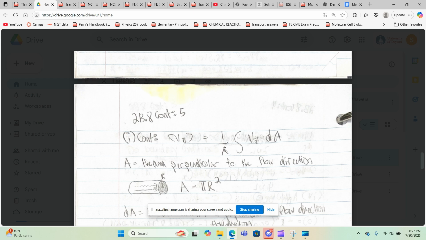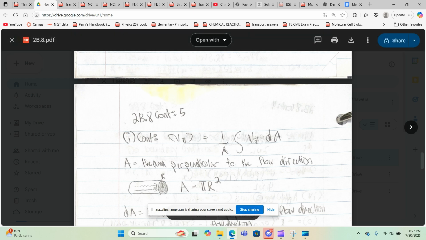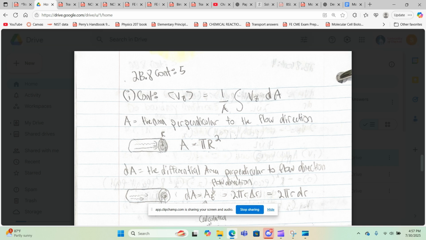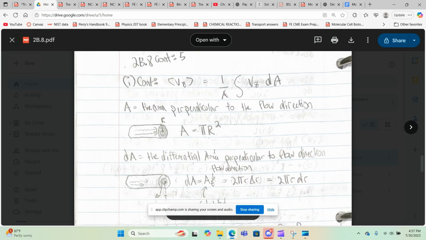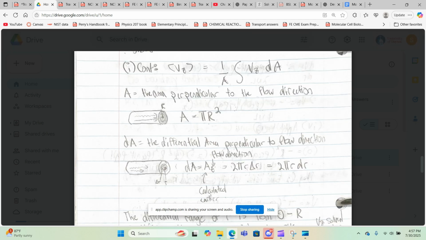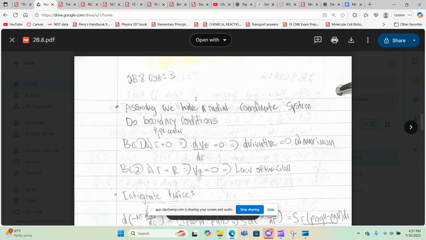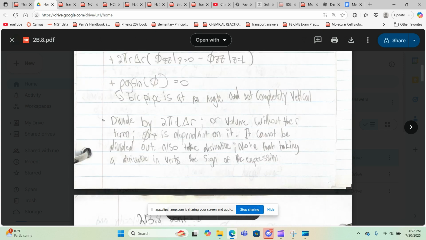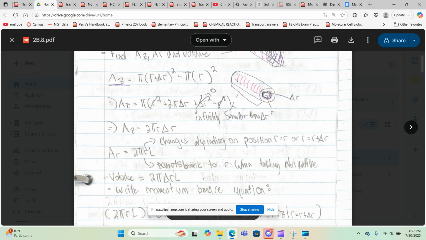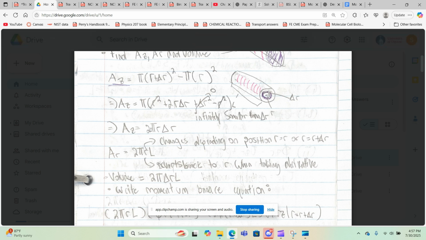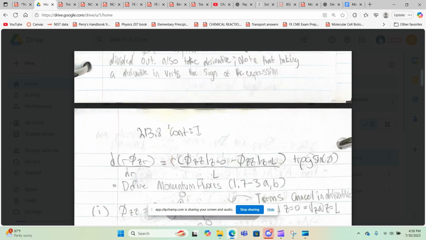And A is also the area perpendicular to the velocity direction, but it's not differential. So this is the area perpendicular to the velocity direction. So area equals pi r squared, and then dA is the same as AZ, because AZ is the area perpendicular to z direction, and we solved that earlier, I think. This problem. Yeah, AZ equals 2 pi r dr, which is the same as delta r.